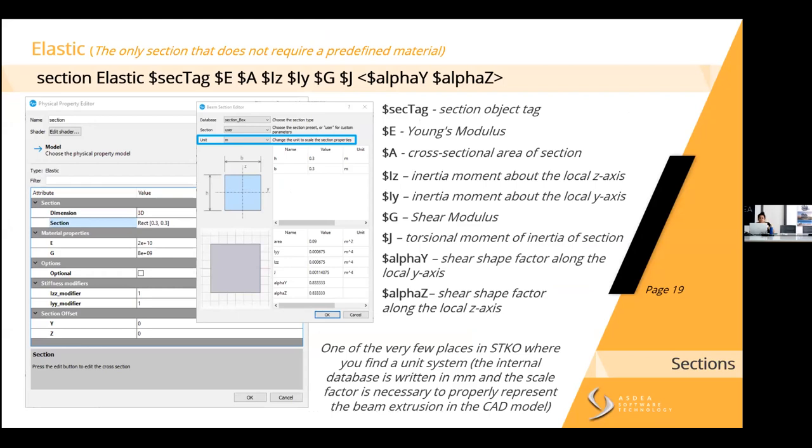The elastic section is the only place in STKO where you will find a unit system in the definition. This is because our internal database is written in millimeters and we need a scale factor to make some calculations. But of course, this does not depend on the rest of your model, so you need to be consistent. But if you change the unit here, it will change for the specific elements.